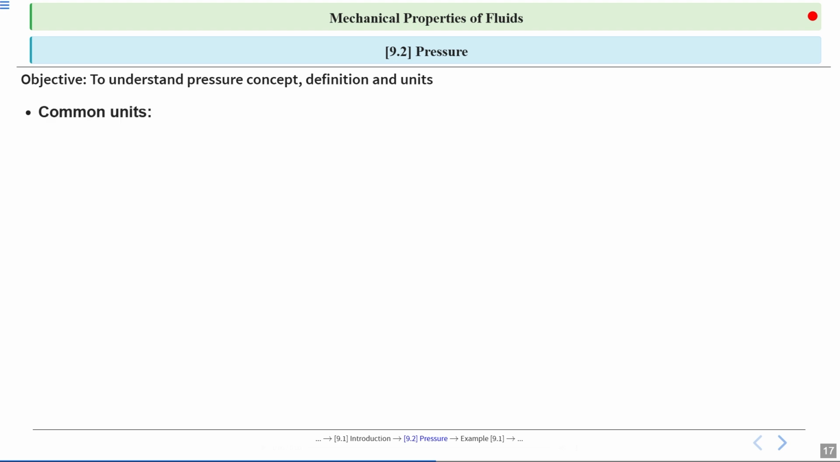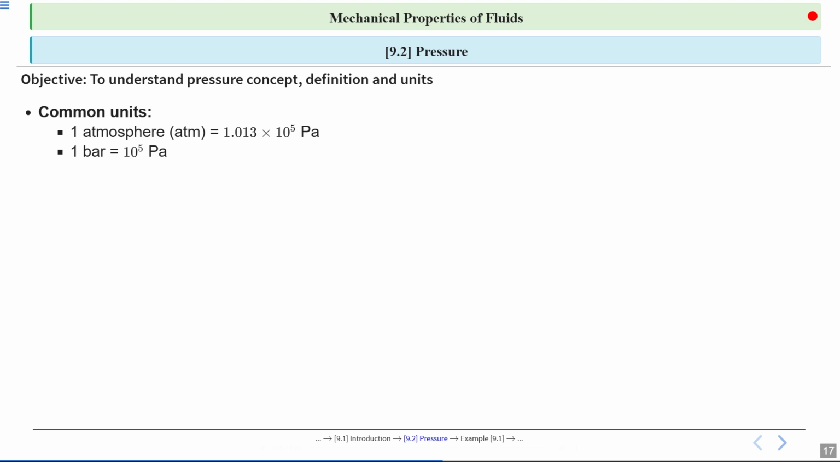Now, let's start by looking at some common units of pressure. Pressure is a measure of force applied over an area, and it's important to know the units we use to express it. So the first unit we will discuss is the atmosphere, abbreviated as ATM. 1 atmosphere is equivalent to 1.013 into 10 raised to the power 5 Pascal. This is a standard unit of pressure.